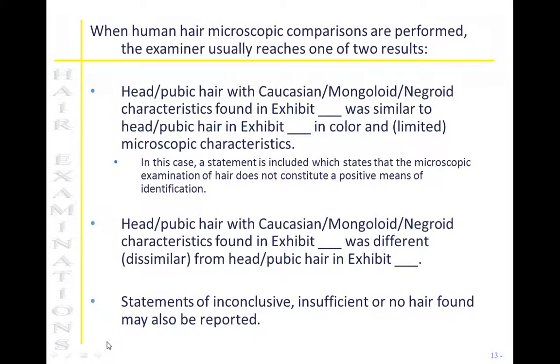In some situations, it might be possible that the hairs don't display enough characteristics for identifications. So in some situations, there may be statements of the hair examinations being inconclusive, or that the samples have insufficient characteristics.